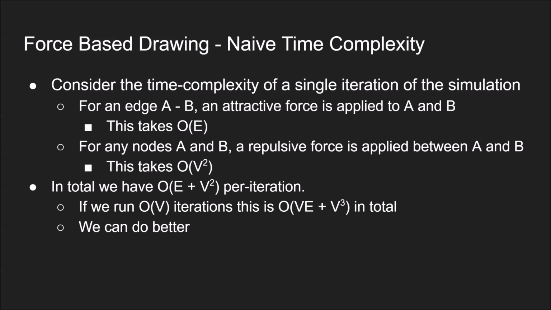And then if we want to do it naively, for any two nodes in the graph, we apply a repulsive force to them, as stated earlier, and that's going to take O of V squared, two loops over the entire set of nodes. So in total, we have O of E plus V squared per iteration. In general, it's recommended to run O of V iterations from the resources we find online. So if we do that, then our overall time complexity ends up being O of VE plus V cubed, which isn't very good. So we want to do better than that.